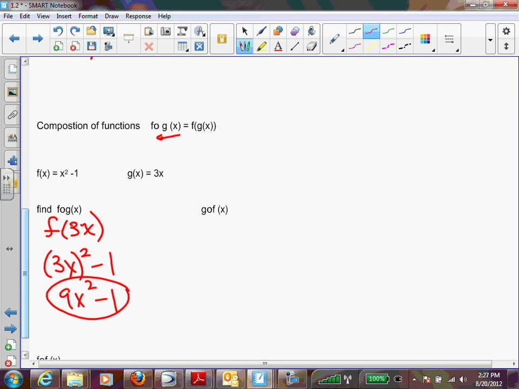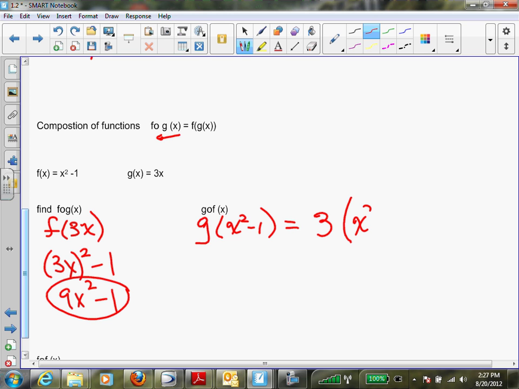You good? And when we do it the other way, into the g function goes my f function. Remember, you're working from inside out or from right to left. And so into the g function, we're going to multiply 3 by x squared minus 1. And we want to simplify it out, so we'll get 3x squared minus 3.